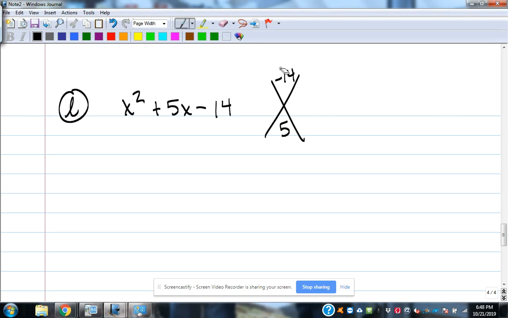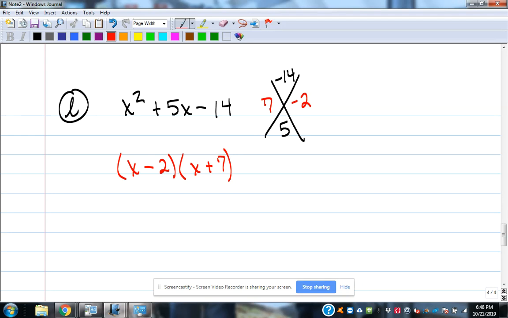What numbers multiply to be negative 14 and add to be positive 5? 14 doesn't have a lot of options. 1 and 14 and 2 and 7. 7 and negative 2. Here's the shortcut that can happen. Because there's nothing in front of x squared, you can go straight to the factors and do x minus 2, x plus 7. I do x minus 2 because it's a negative 2. I do x plus 7 because it's a positive 7. You can only do that if there's nothing in front of x squared.